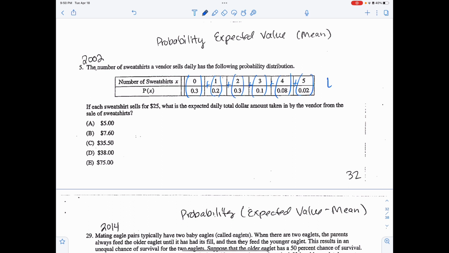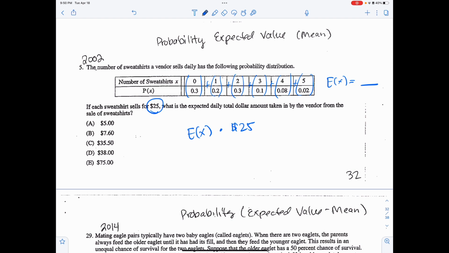And then that's going to get your expected value. And that tells you the number of sweatshirts you're going to buy. And then each sweatshirt sells for $25. So what's the total expected value of the sweatshirts? So you'll take the expected value and then you're going to multiply it by $25.